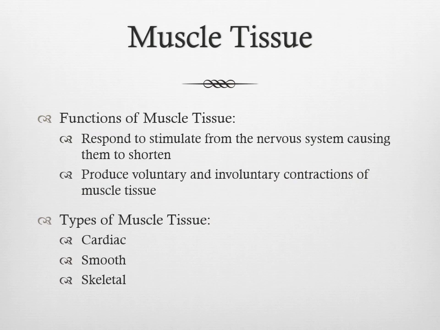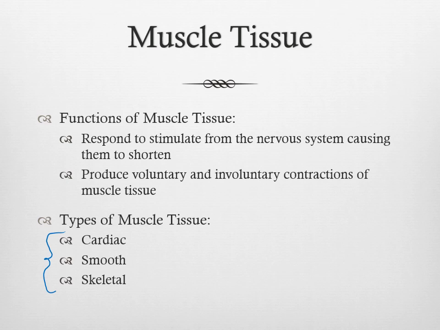Next up, we have muscle tissue. Muscle tissue comes in three varieties. We have cardiac muscle, we have smooth muscle, and we have skeletal muscle. Essentially, when it comes to muscle, its job is to contract. It can contract, and that's it. And so when it contracts, it shortens, but not always. We can have contraction without shortening of the muscle.